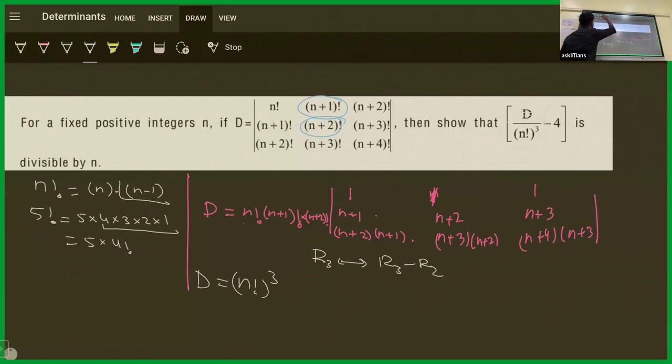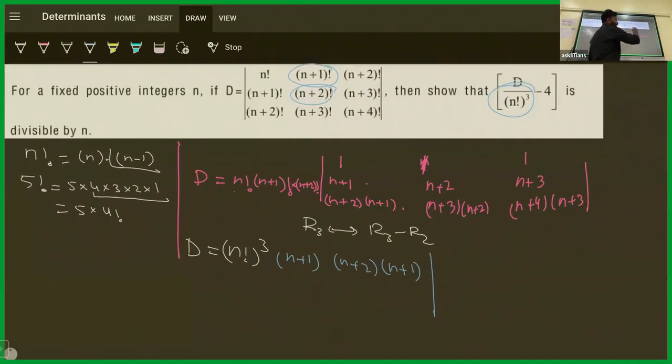Can you see here in the question? n factorial cube. Okay, and then we are left with what? n plus 1 from the second one, and n plus 2 into n plus 1 from the third one. Using this elementary operation, what we are going to get inside the determinant, we are using the operation in row 3. So the elements of row 1 and 2 will be same: 1 1 1, n plus 1, n plus 2, n plus 3. But in the third row, now we are subtracting n plus 1 from this one, so what will we get?